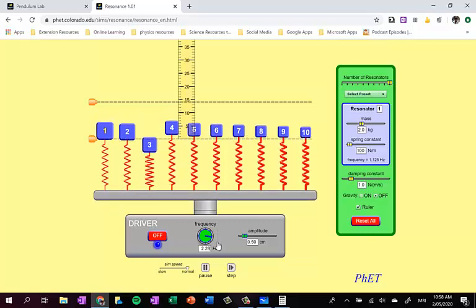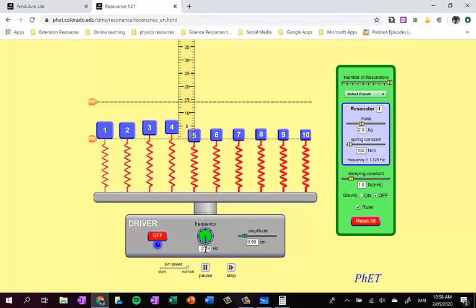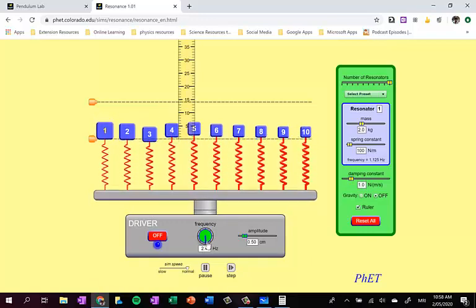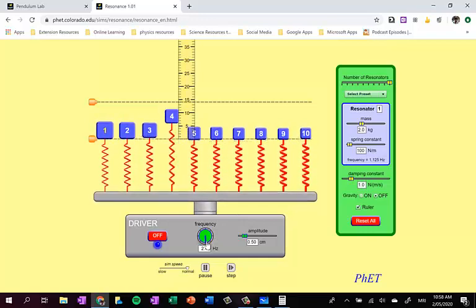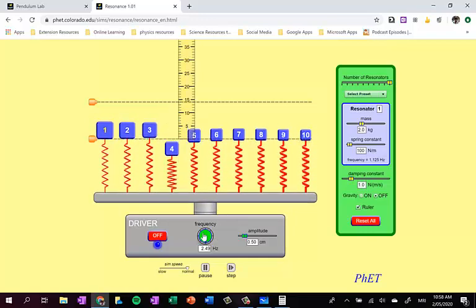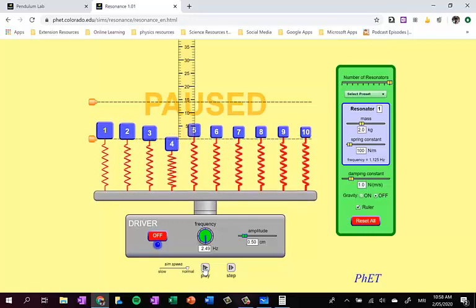Continue to increase. I'll be at the natural frequency of the fourth one. And note that all the other ones are not really oscillating very much at all, because this frequency is not the resonant frequency for the other ones. Okay, so I'll just pause that and just summarize what I've said.